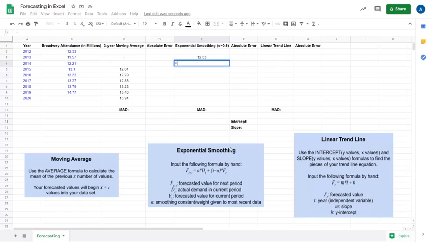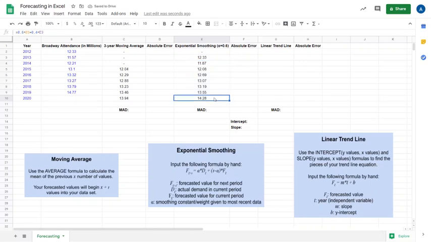So I'm going to hit enter, right? And I have been told that my alpha is 0.6, and I'm going to multiply that by the previous year's data set. So notice that I'm in 2014, so I'm going to use the 2013 data as D sub t. Plus 1 minus alpha. So if alpha is 0.6, I want to do 0.4 here. 1 minus 0.6 is 0.4 times my previous forecast, which for us was 12.33. So I can hit enter. All right, and I'm going to take that cell that I just put the formula in, and I'm going to drag that down.